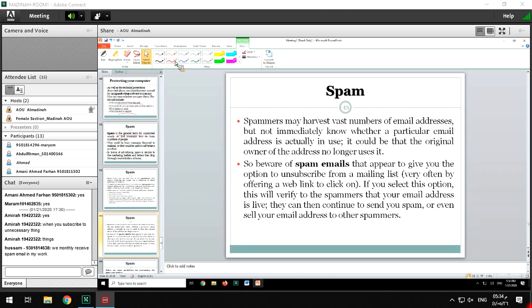So beware of spam emails that appear to give you the option to unsubscribe from a mailing list. If you select this option, this will verify to the spammer that your email address is live, and they can continue to send you spam messages. They may even sell your email address to other spammers. So sometimes we receive an email that says if you want to unsubscribe from a particular service, click on this link. This is just to test whether you are using this email or not. When you click on this, it is confirmation that you are using the email, and now this email can be used to send spam messages or to sell to others also.